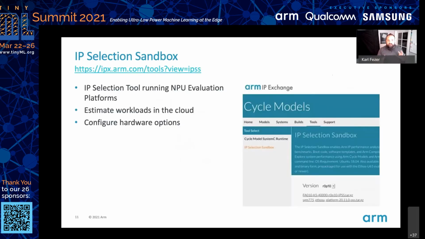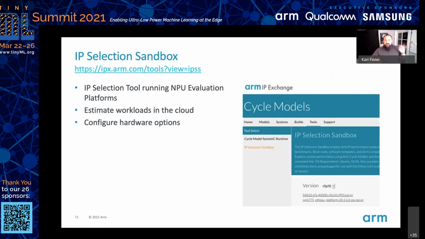There's a few ways I've seen this happening. The first is the IP Selection Sandbox. This is the only one that's ARM specific, but this is effectively a tool that you can use to pre-configure your IP. And now we have it running so you can actually test out some workloads in the cloud, specifically for the NPU, and that is available for free. You just need to sign up with a developer.arm account. You need to request access for it, but you'll get it in a few days.